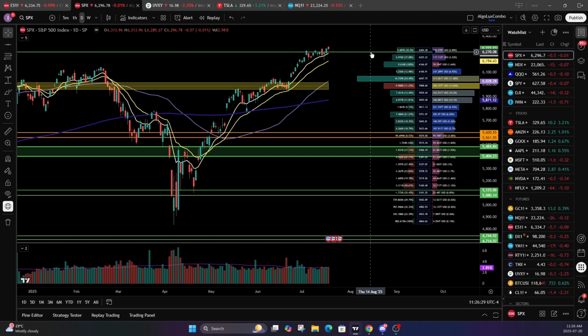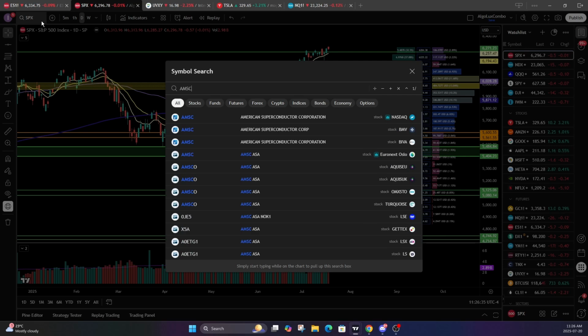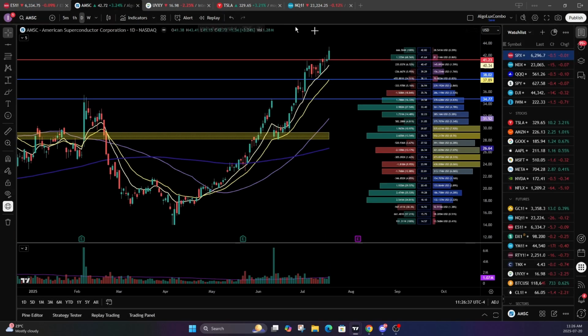So a lot of these names, a lot of your semiconductor names that have been leading, like AMSC, like AMD, like NVIDIA, are a bit difficult to get into at these price points, right? Because they're hitting these highs and they're already extended from these breakouts, right? Also, another key rule of thumb you can use with the moving averages is to see how extended price is from those averages, right?